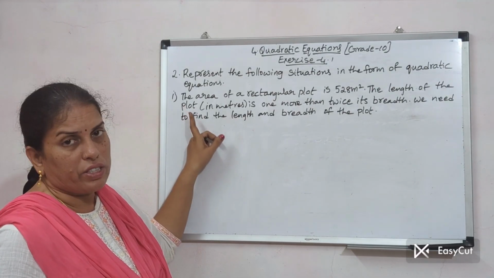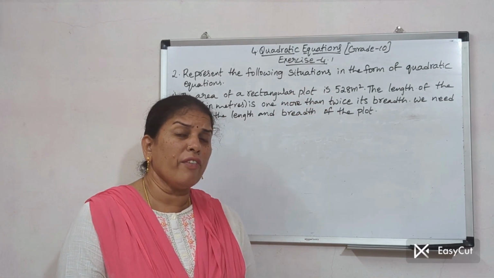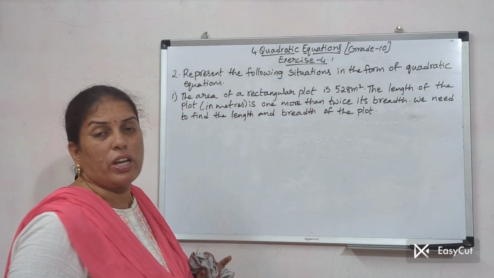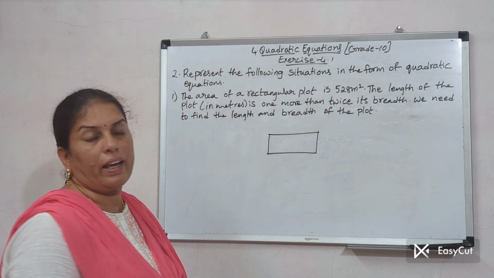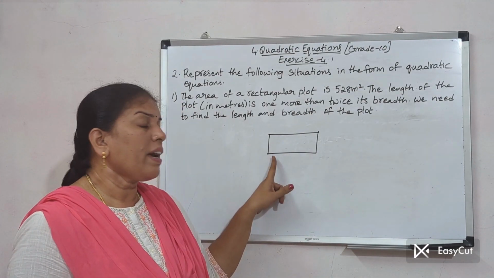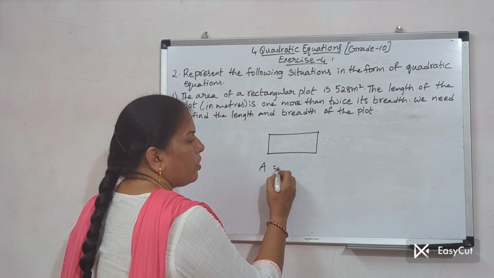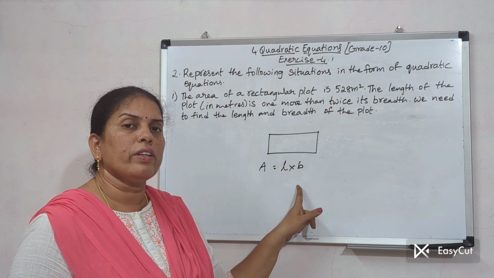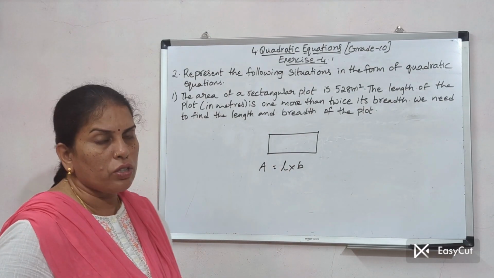Okay. What is the first question? The area of a rectangular plot. See, a rectangular plot means that the plot is in the shape of a rectangle. Area of a rectangular plot means nothing but area of a rectangle. What is the area of a rectangle? If L and B are the length and breadth, area is equal to length into breadth. You know this very well. Area of a rectangle is length into breadth. Length is the longest side, breadth is the shortest side. All of you understood? Okay.